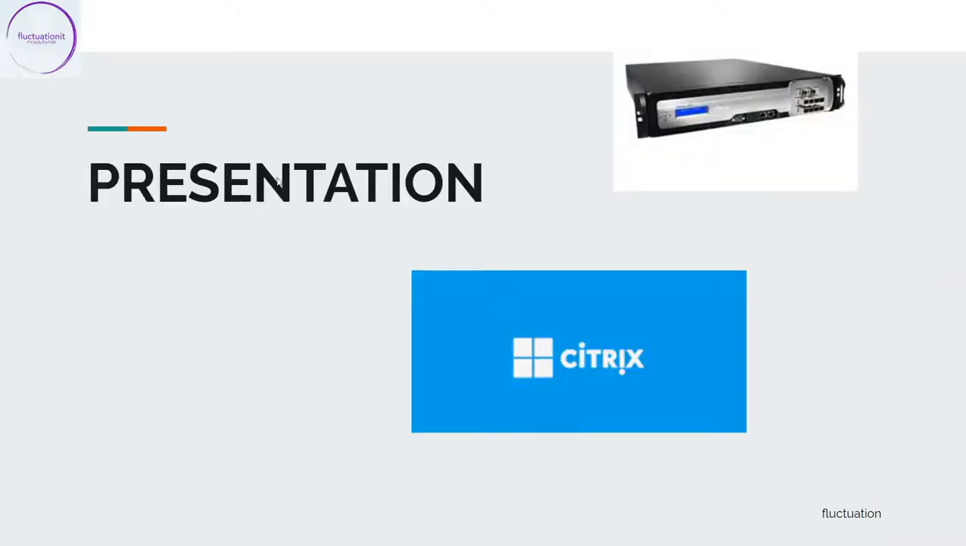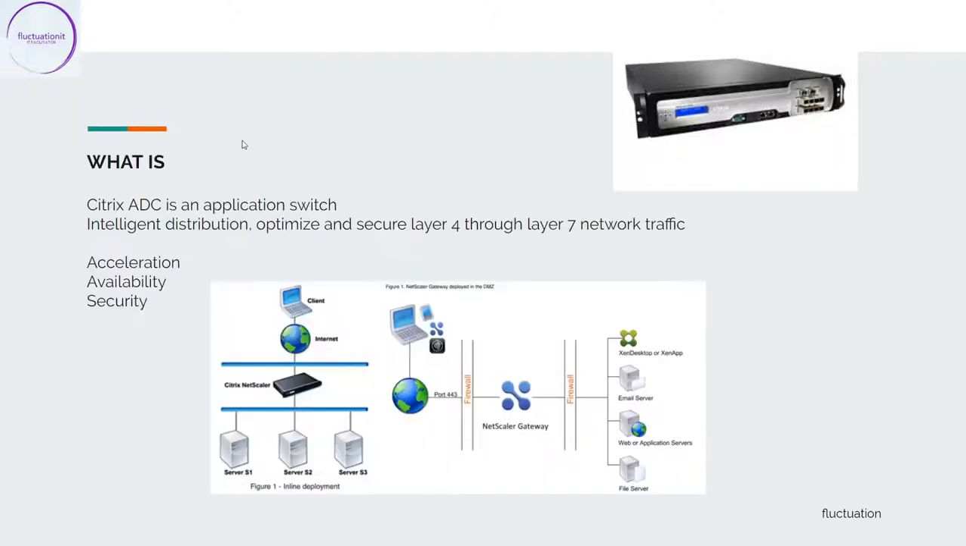This is the first lecture and we will see what is Netscaler. This is the presentation of what Netscaler is for and why you need it for your company, for your network. First of all, Citrix ADC is an application switch. It's an intelligent distribution, optimized and secure layer 4 through layer 7 network traffic. And the Netscaler does three main things.